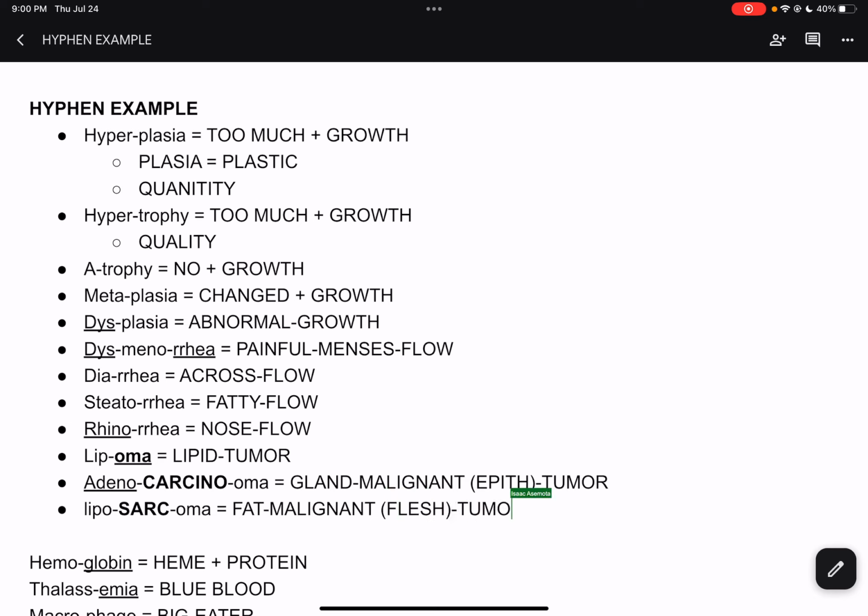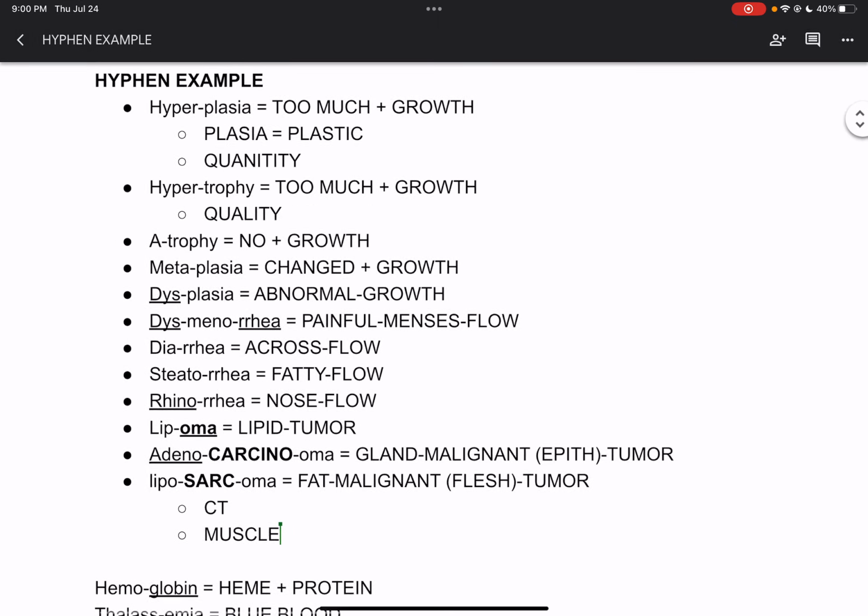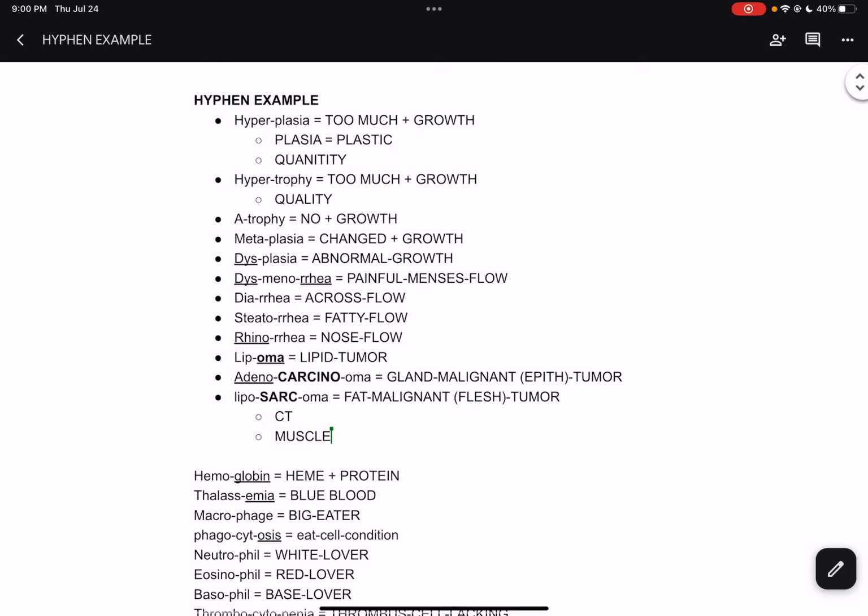What's flesh? Flesh is my own nickname. Why? Because sarc can refer to two things. It can be connective tissue or it can be muscle. But they put that under one word and then they don't give us a term to group them together. So, of course, I'm going to make my own nickname for it.